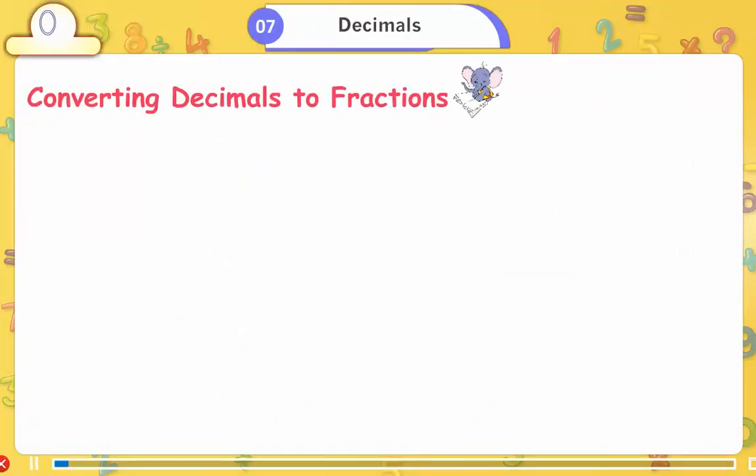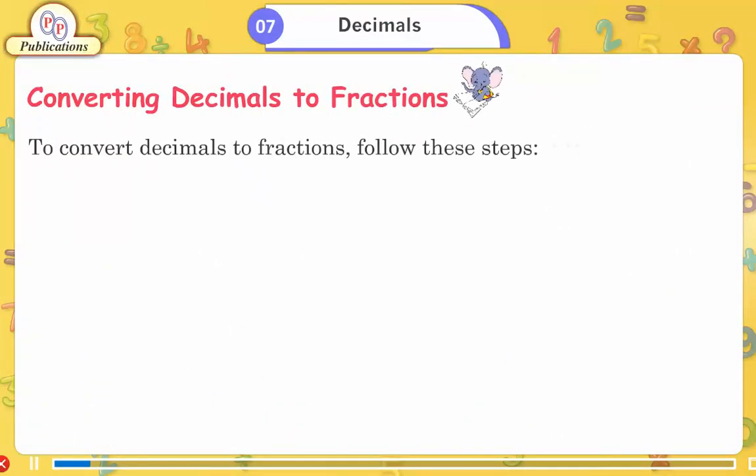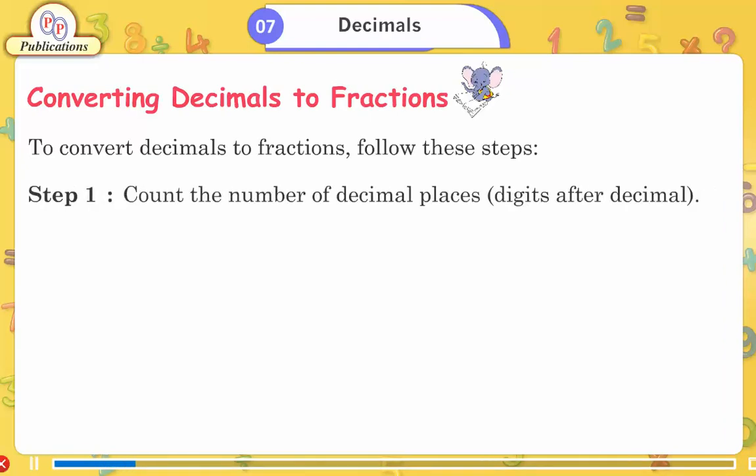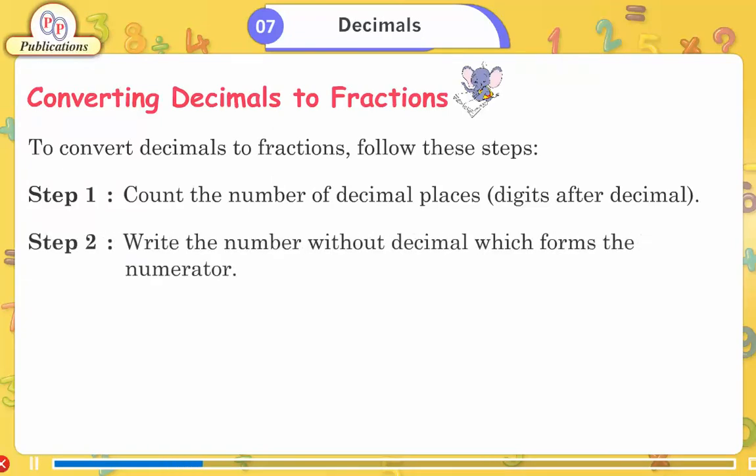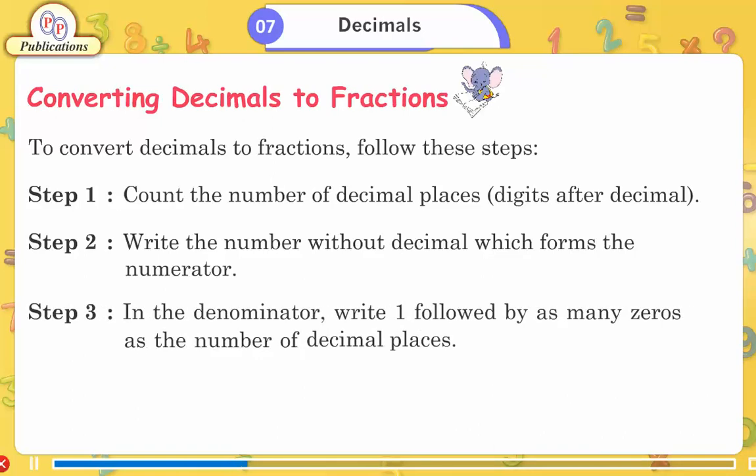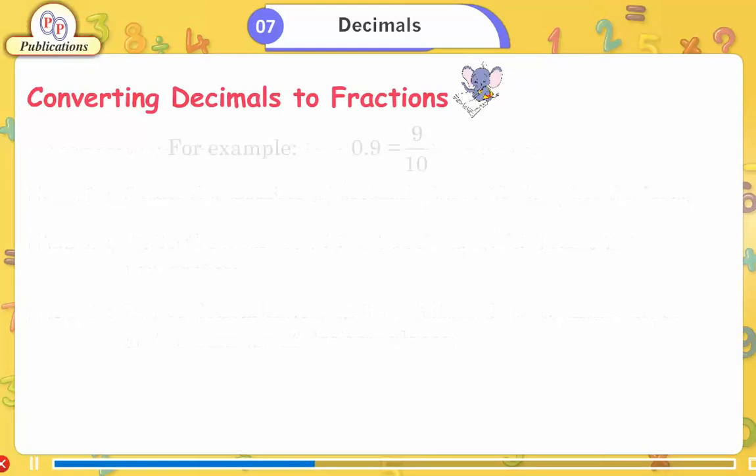Converting decimals to fractions. To convert decimals to fractions, follow these steps. Step 1. Count the number of decimal places, that is, digits after the decimal. Step 2. Write the number without the decimal, which forms the numerator. Step 3. In the denominator, write 1 followed by as many zeros as the number of decimal places. For example, 0.9 is equal to 9 upon 10.